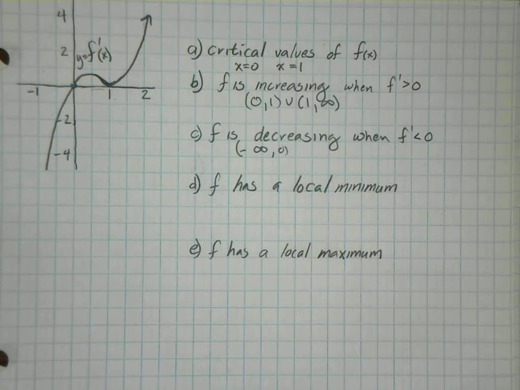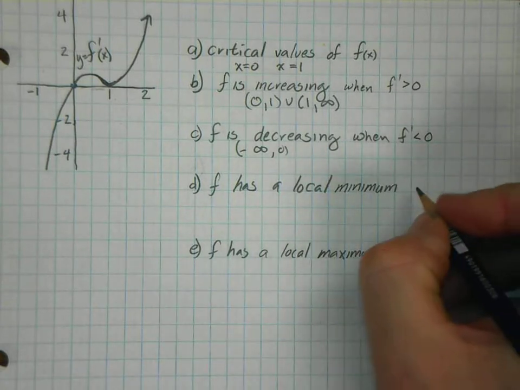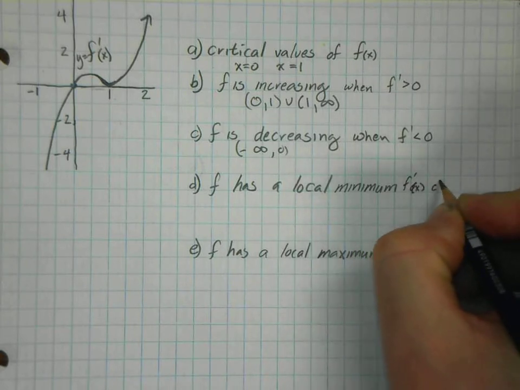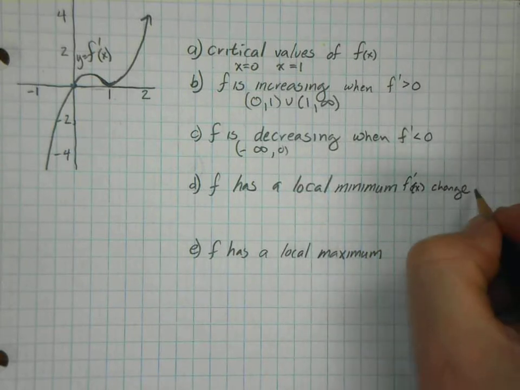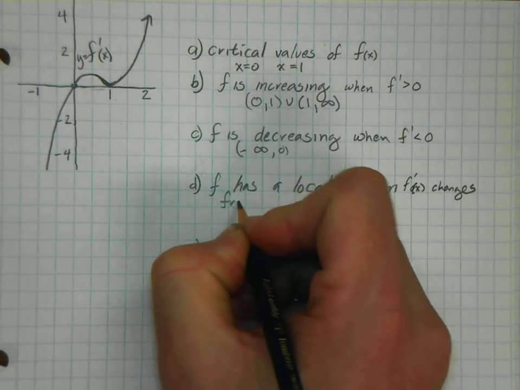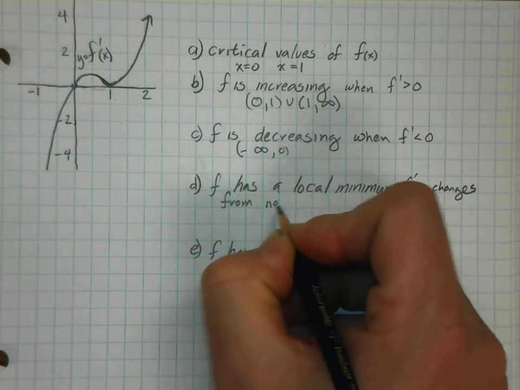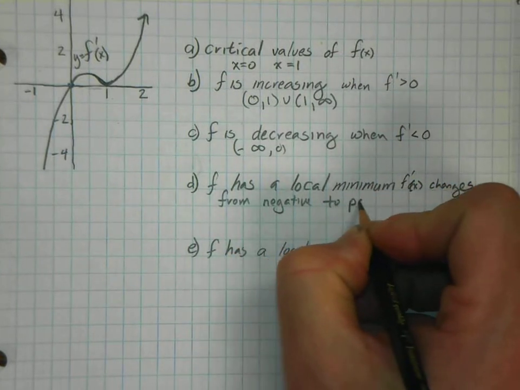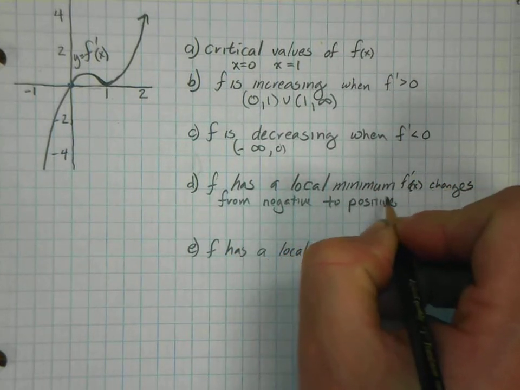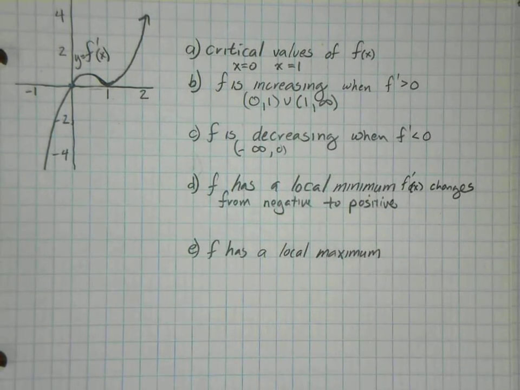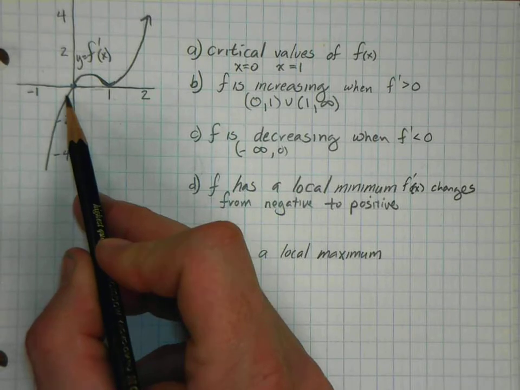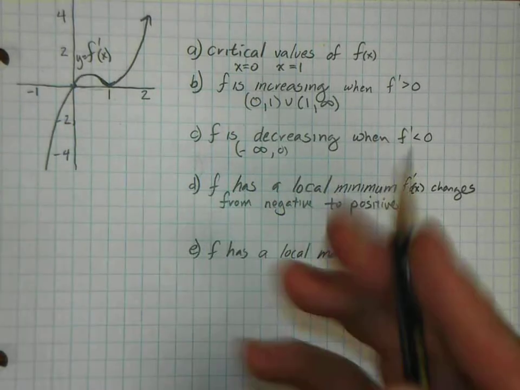Where does f have a local minimum? Let's see. F has a local minimum when f is continuous, and f prime changes from negative to positive. Where does f prime change from negative to positive? Right here at x equals 0. F prime was negative to the left of 0 and f prime was positive to the right of 0.